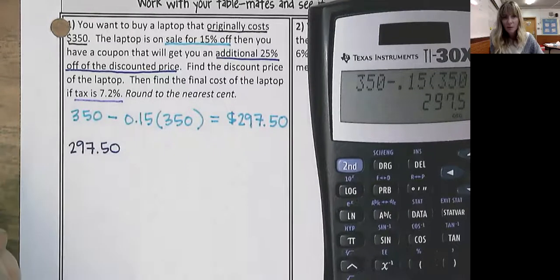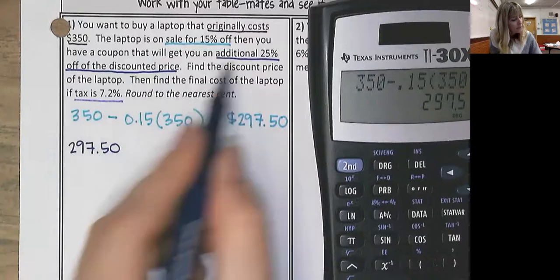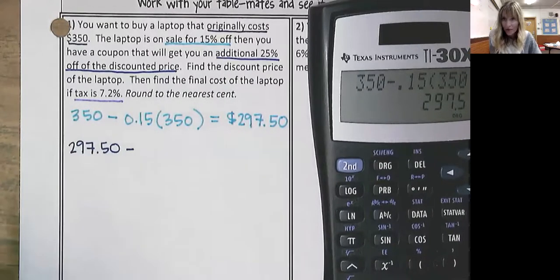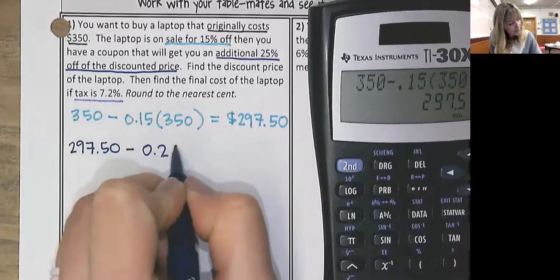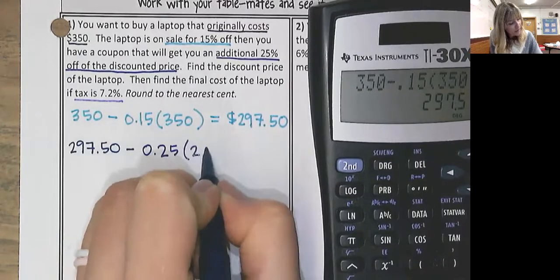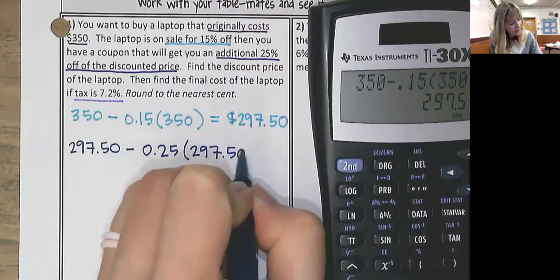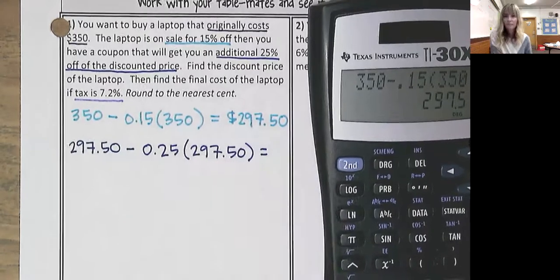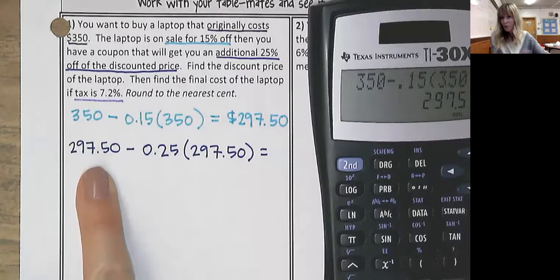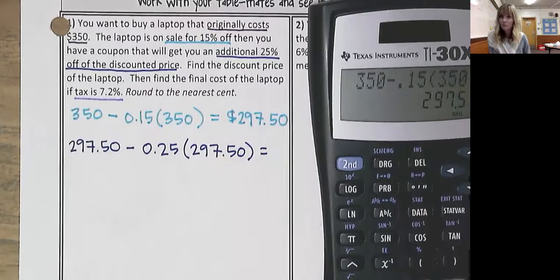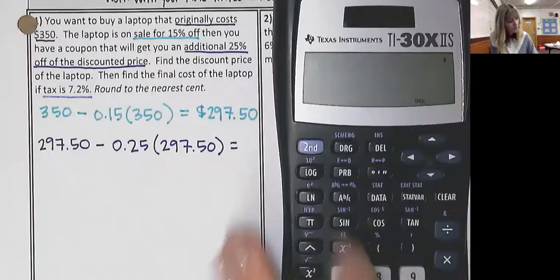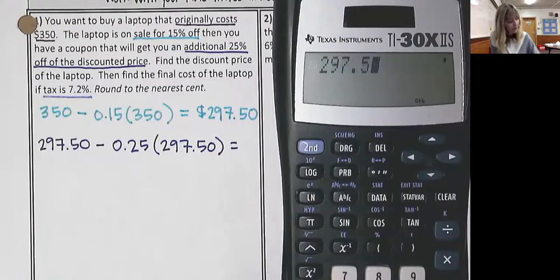Here's my new base. We start with that. I am getting more money off, so this is still subtraction. I'm going to take that new discounted price and subtract 25% of that discounted price, right? This is my new original now, minus 25% of the original. Okay, so 297.5 minus 0.25 times 297.5.